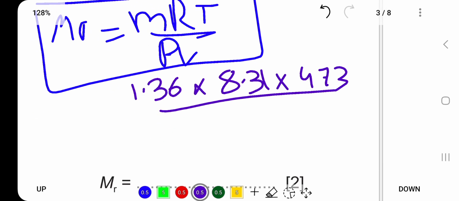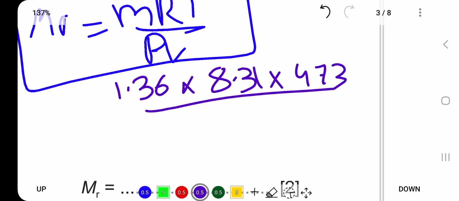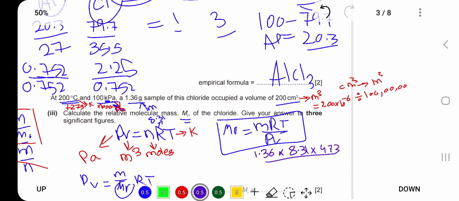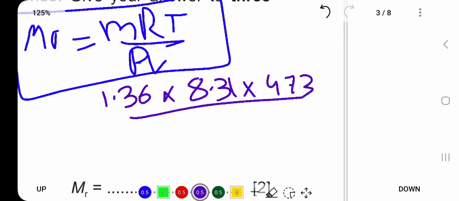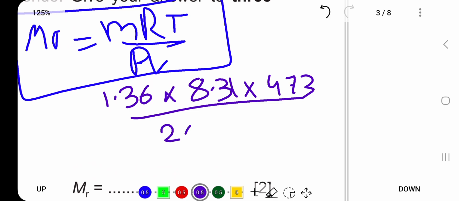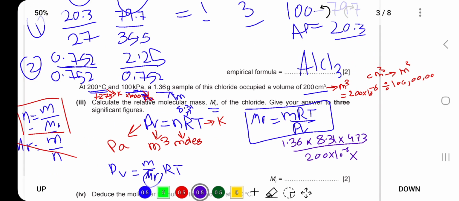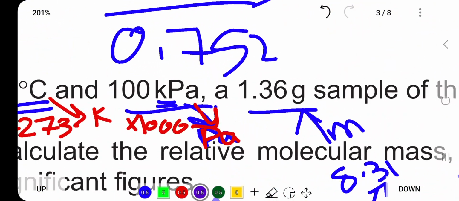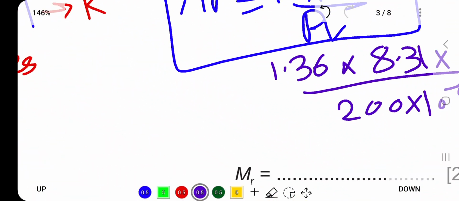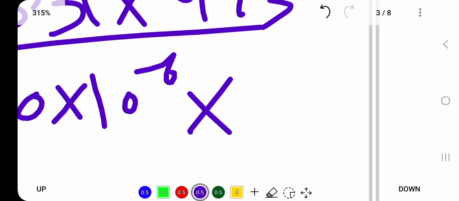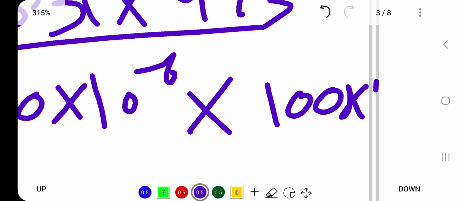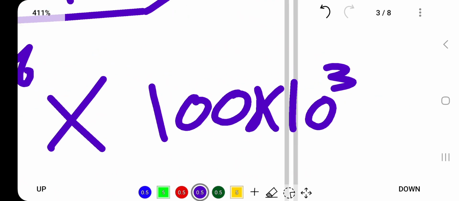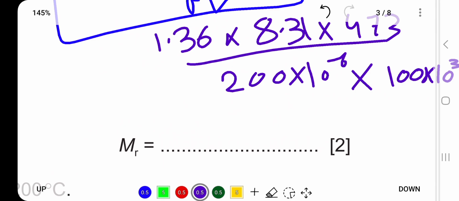Alright, and then go on. You have the volume. Where's the volume? This is the volume: 200 multiplied by 10 to the minus 6, multiplied by, what do we have? The pressure, which we divide by 1000 to have it in pascals instead. 100 multiplied by 10 which is 1000. Now you put them all together and your answer is 267.